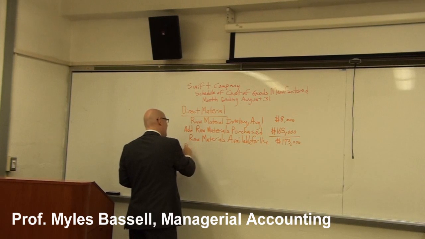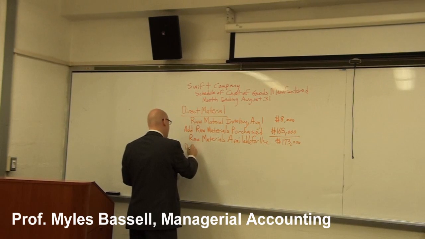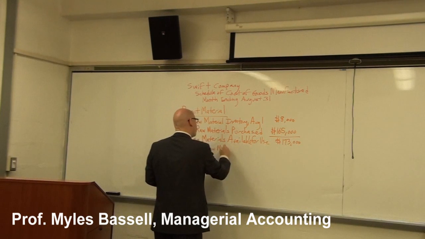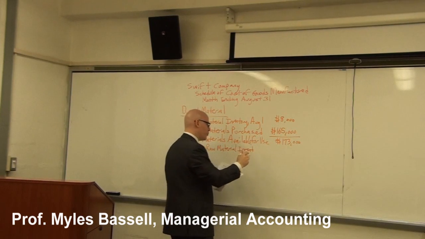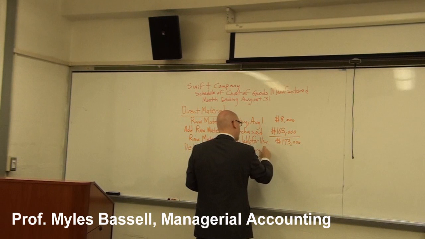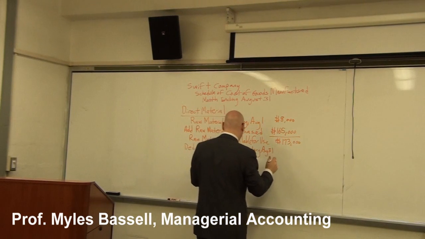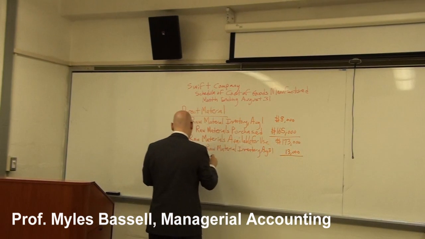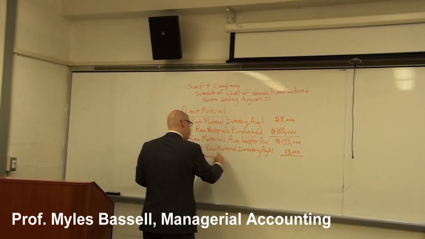Now we're told that the ending raw material inventory is $13,000. So what we need to do is deduct the raw material inventory from the raw materials available for use. So this is as of August 31st. We're told that the raw material inventory at the end of the period is $13,000. And that's going to give us the raw materials used in production.